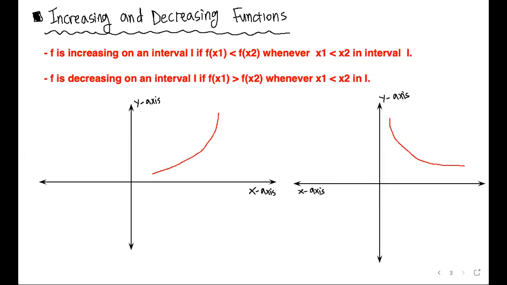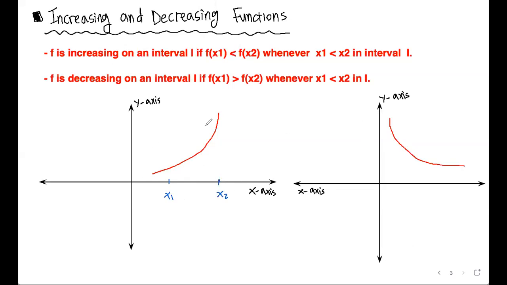So what does that mean? First of all, this is an increasing function and this is a decreasing function. But let me apply the definition. This is my x1, for example. I put this one as x1. Here's my x1, and this point is my x2.